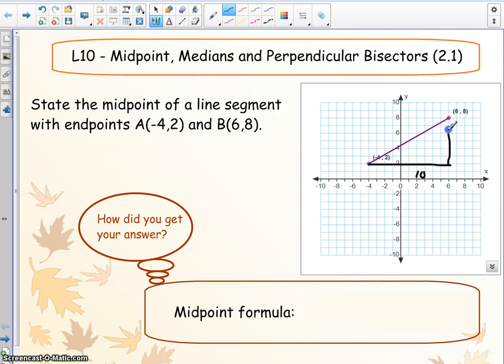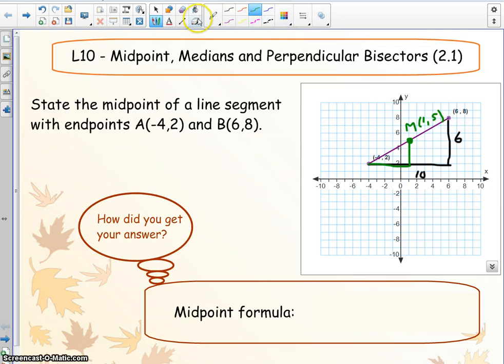We go across 10 and up 6. Well, what if we cut that in half? What if we go half the distance along the x and half the distance along the y? That would mean going 5 along the x and 3 along the y. That would put us right here, and that, lo and behold, is our midpoint. If we want to see the coordinates of that point, it's at the coordinates (1, 5).